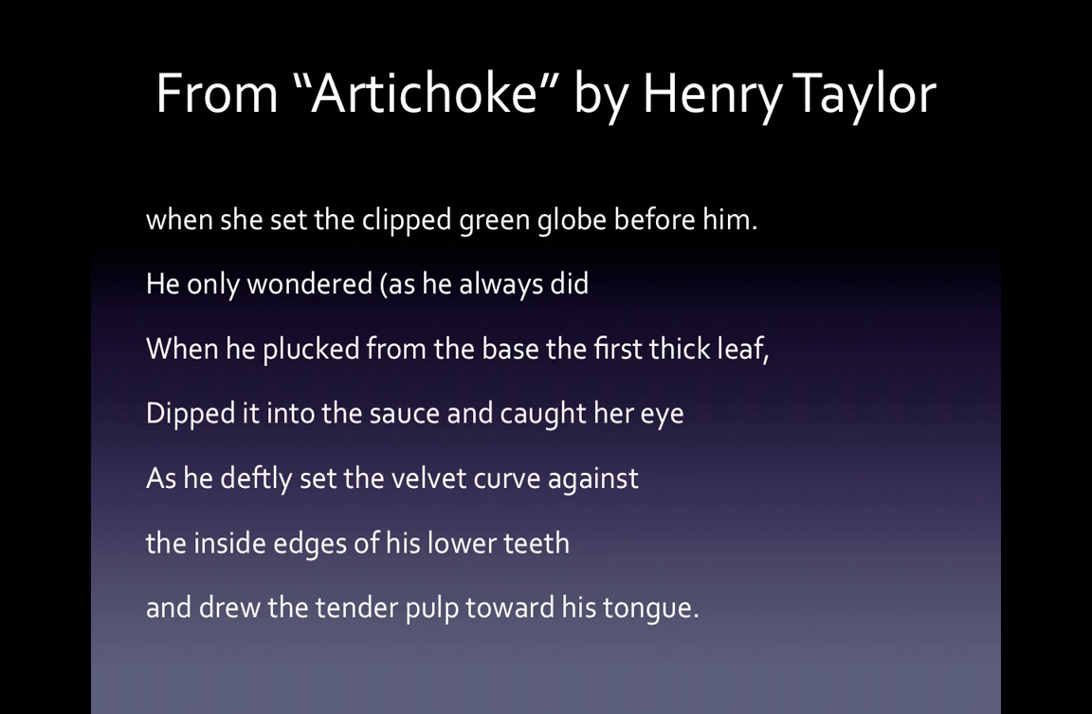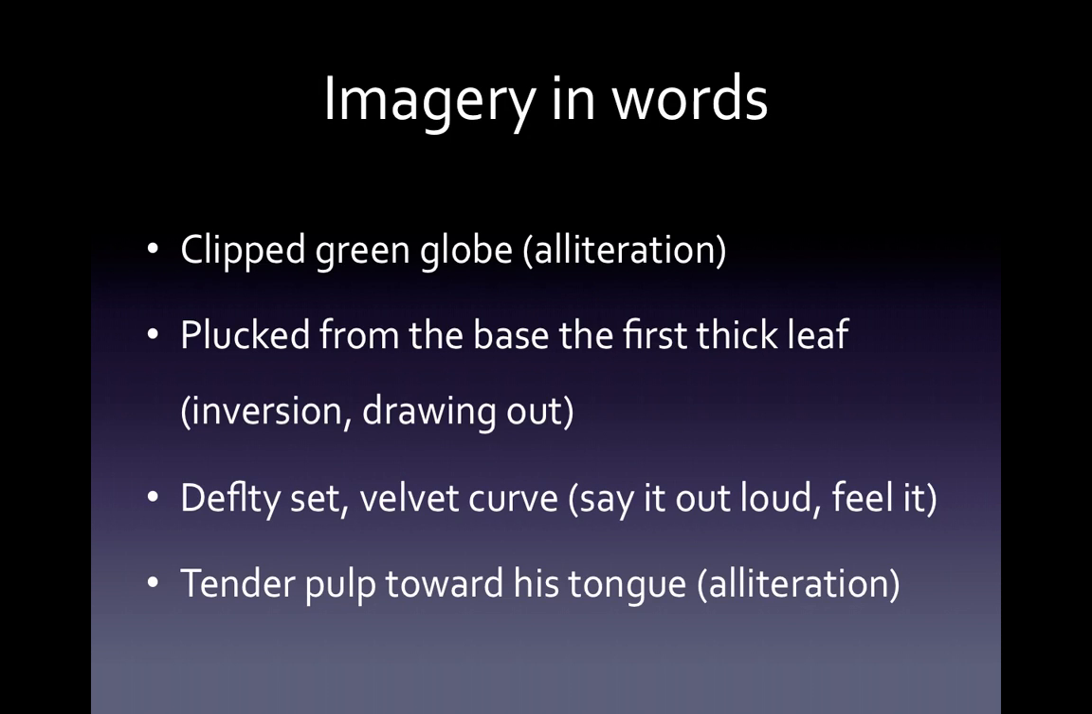It's a very long description, and it's meant to be. So let's look at some words. We have clipped green globe, the L's, the G's, all those words together form alliteration, and it's describing the artichoke. It's round, which is not the normal shape of an artichoke. It's more spear shaped. So it's been trimmed, which is important because there's little thorns or spikes at the end of each artichoke leaf. Then we have this long sentence.